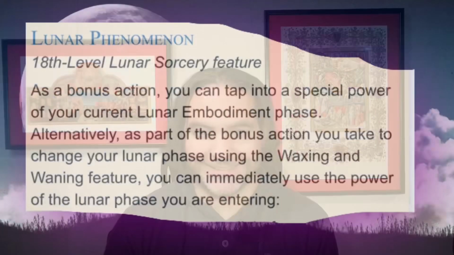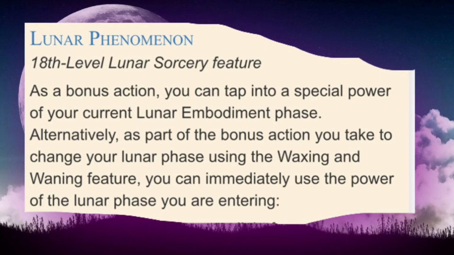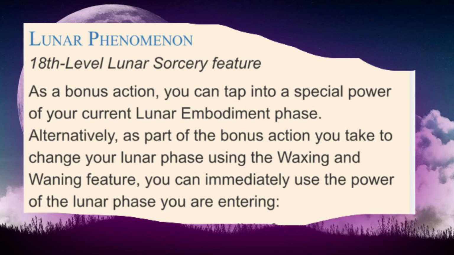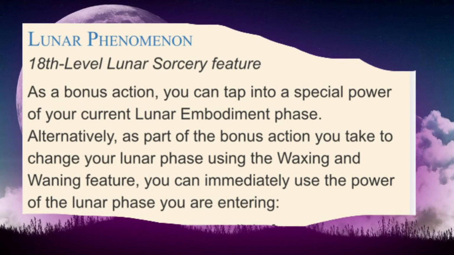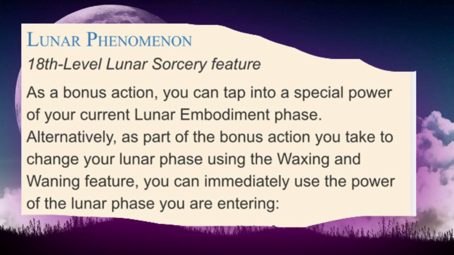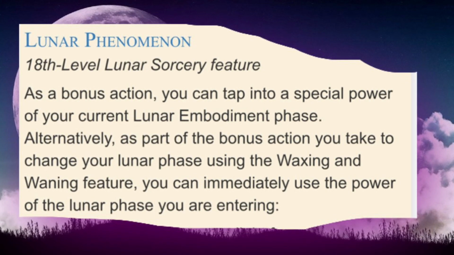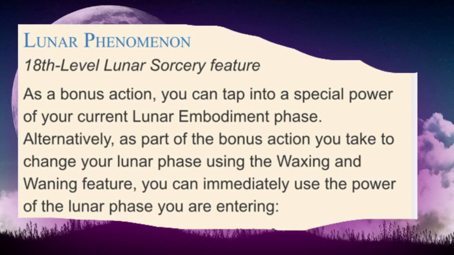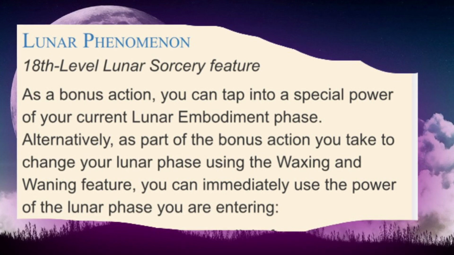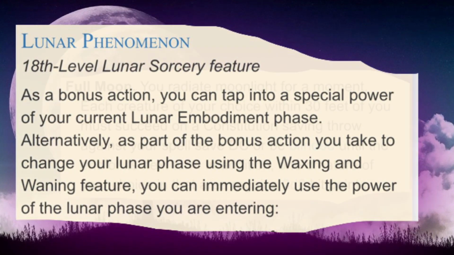At 18th level, you gain access to the final Lunar Sorcerer ability, Lunar Phenomenon. As a bonus action, you can tap into a special power of your current lunar embodiment phase. Alternatively, as part of the bonus action you take to change your lunar phase using the waxing and waning feature, you can immediately use the power of the lunar phase you are entering.